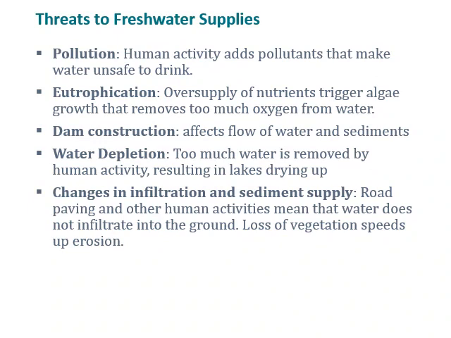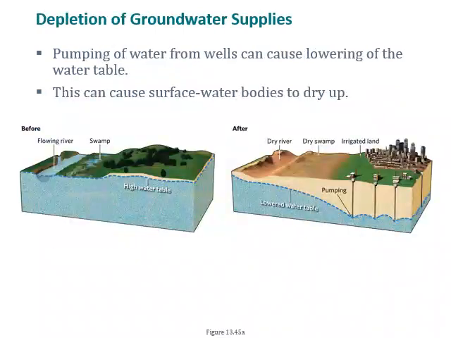These activities create impermeable surfaces so that water doesn't infiltrate into the ground, and losses of vegetation in these areas speed up erosion downstream. Here's an example of depletion of groundwater supplies from overpumping, causing a lowering of the water table and surface water bodies to dry up, as well as certain wells not being able to pump anymore.